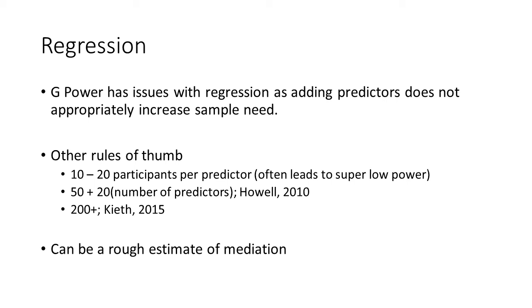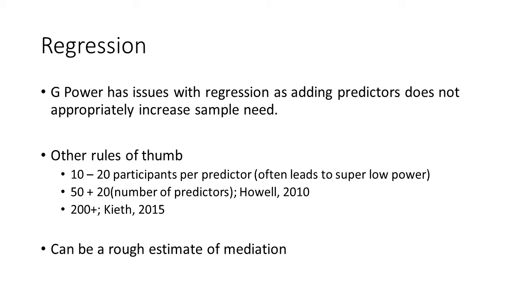Howell has recommended 50 plus 20 times the number of predictors, which gets you at that minimum of 70, which is better. That's much better, but it's still often lower powered. And then Keith is going to recommend 200 plus minimum for a regression. It doesn't matter if it's simple linear, it doesn't matter if it's multiple regression. I tend to fall under Keith's recommendation of that 200 plus for regression. Regression is a very powerful tool, but it's incredibly easy to abuse and misuse. So the more power, if you're doing a regression, I would argue the better.